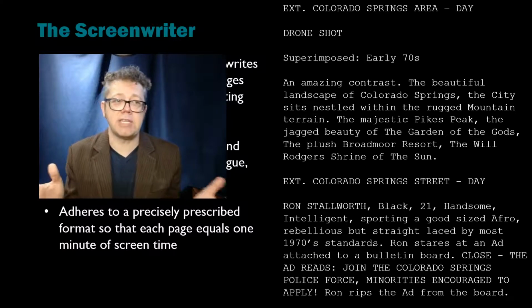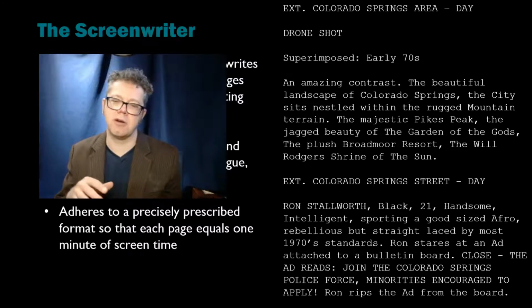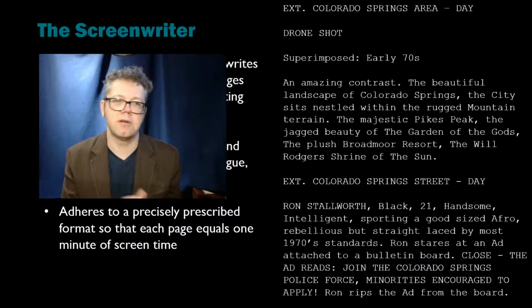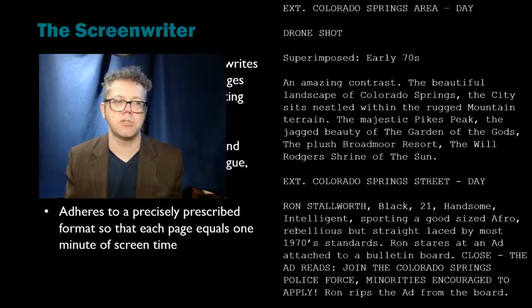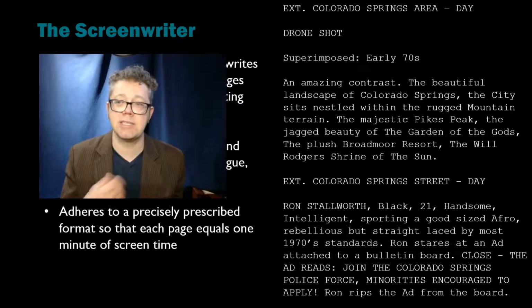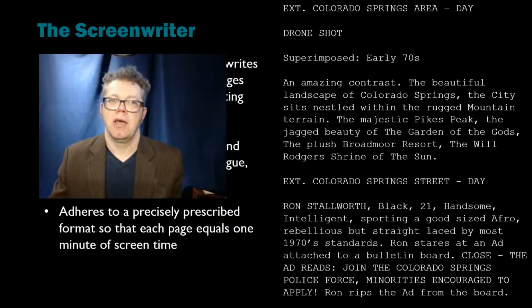And that wasn't even in the original script. So there are instances where that won't always be true. But most of the time, 1 page equals 1 minute of screen time. That's the intention. And we can see here, we've got exterior Colorado Springs area, day.